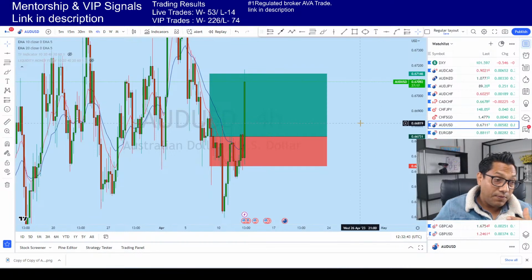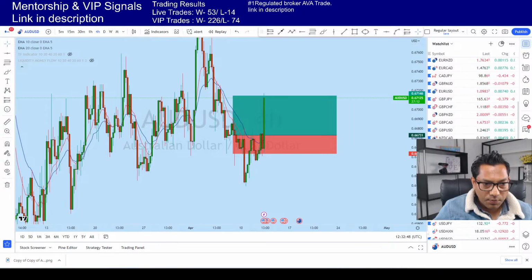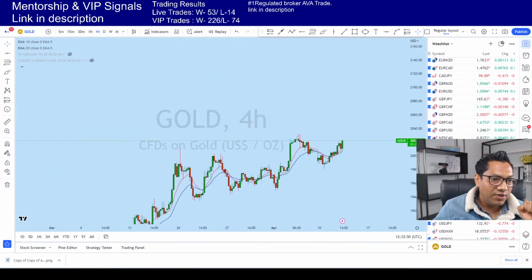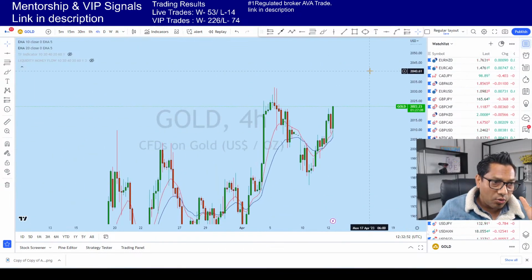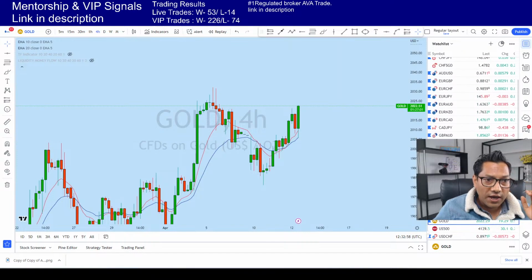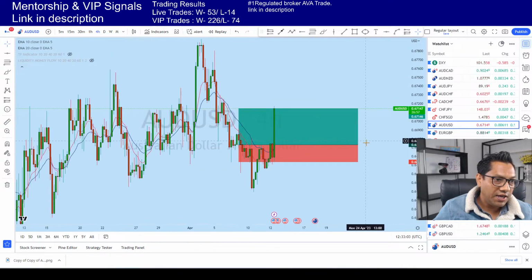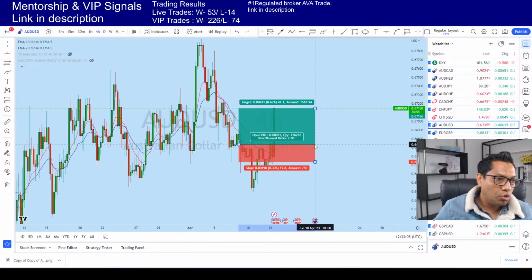As I mentioned earlier today, gold is likely to bounce from this support zone, and gold has done that. We have seen a big move happen. We had a long trade on gold, as well as a long trade on AUD/USD, and AUD/USD has hit that 2 times TP target.